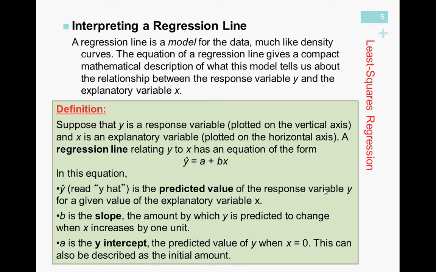So here's our definition. Suppose that y is a response variable, meaning we'll plot it on the vertical axis, and x is an explanatory variable, plotted on the horizontal axis. A regression line relating y to x has an equation of the form y hat equals a plus bx. So I want to pause right there. It's not incorrect if you do bx plus a. I mean, that's closer to the mx plus b form I know we're used to. But it is normal in stats that they do the constant first and then the bx second. And the reason for that is while we won't have to worry about things beyond linear right now, so you don't have to worry about that.